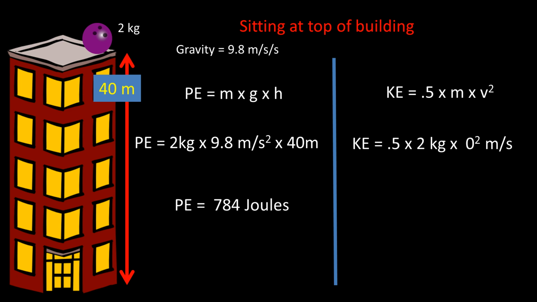It's just sitting there, so its velocity is 0. So we're going to multiply that by 0 squared. And whenever you multiply by a 0, your answer will be 0. So our kinetic energy is 0 joules.